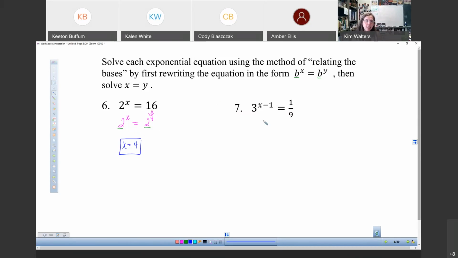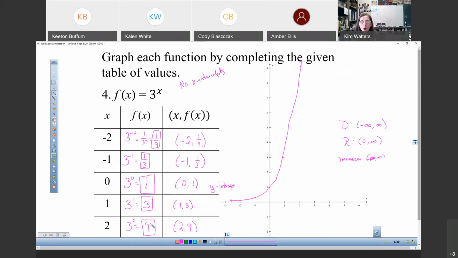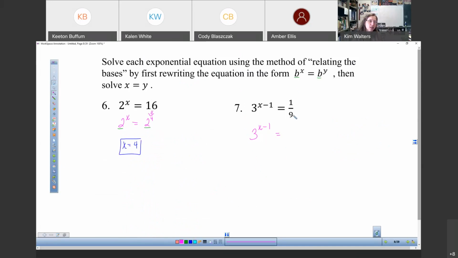So let's do the same thing over here with number 7. I have 3 to the x minus 1 power. 3 is a really nice number, so we're just going to leave that alone. I want to rewrite 1/9 as 3 to a power. I'm going to remind you that 1/9 was 3 to the negative 2 power. Remember, 3 to the negative 2 power simplified to 1/9. We've already seen this; I did this on purpose. So I can rewrite this as 3 to the negative 2 power.